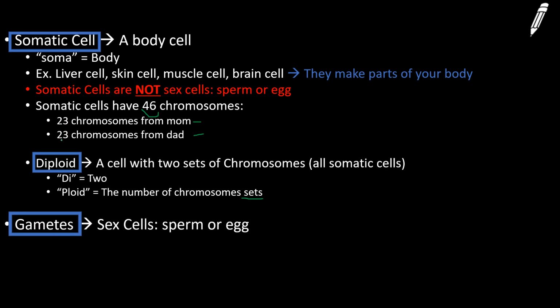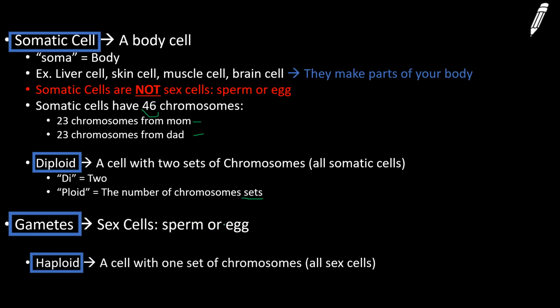Gametes is another type of cell that we have, and gametes is a fancy word for sex cells. Specifically, sex cells are either sperm or eggs. Gametes are haploid. Haploid means half the number of chromosomes or half the number of sets. I think ha refers to half. So haploid cells only have one set of 23. When that joins with another sex cell that has another set of 23, that makes a diploid cell that has two sets of 23 for 46 total.